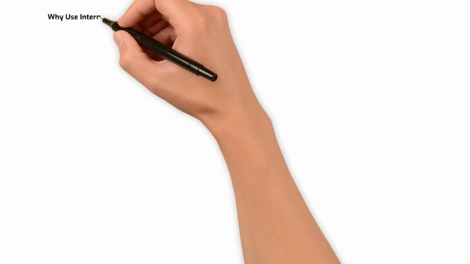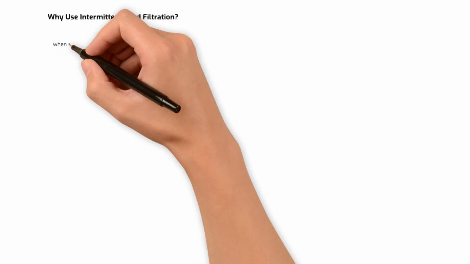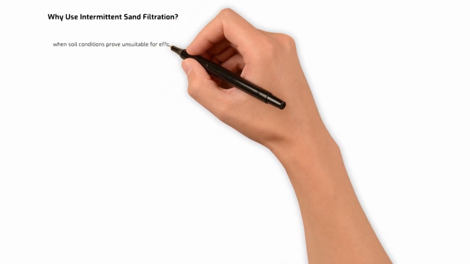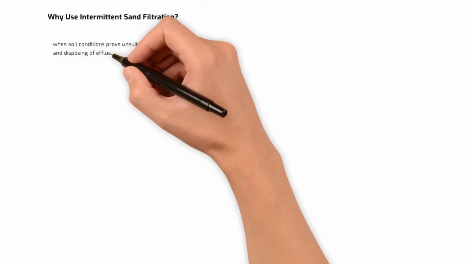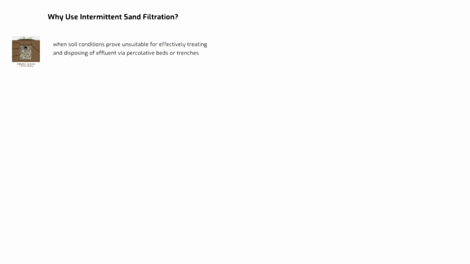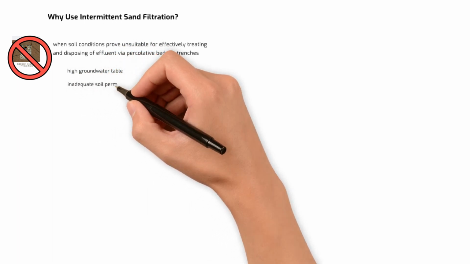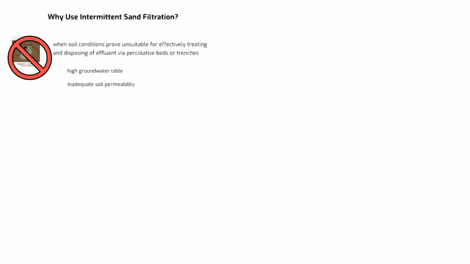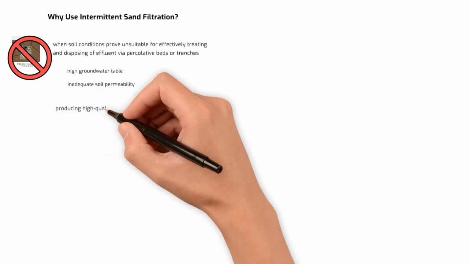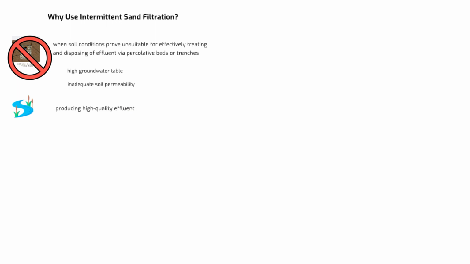Why use intermittent sand filtration? ISF present a practical alternative when soil conditions prove unsuitable for effectively treating and disposing of effluent via percolative beds or trenches. These conditions may include scenarios with a high groundwater table or inadequate soil permeability. Intermittent sand filter systems also find valuable application when the need arises for producing high-quality effluent intended for purposes like irrigation or direct discharge into open water bodies.